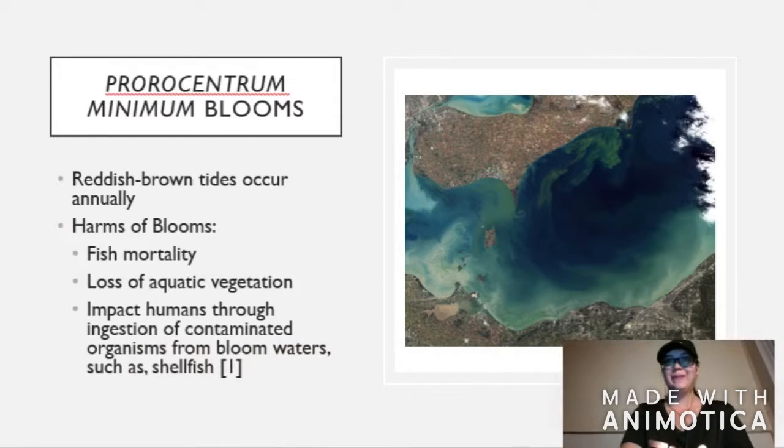So, let me get myself out of the way here. So if you can see, here's a picture I found. All references of photos are placed at the end of the slide, so I'm not taking credit for any of these photos, but as you can see, they have a brownish tint to them surrounding the coast. There are actually harms of these blooms, unfortunately. They can cause fish mortality, they can cause loss of aquatic vegetation, so like vegetation that occurs in our oceans or any type of bodies of water. They can actually impact us humans if we ingest contaminated creatures like shellfish or anything found in these waters.